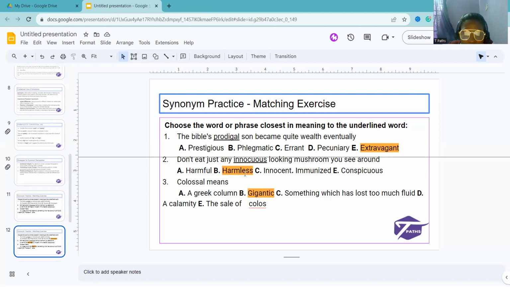So it is important to learn JAMB synonyms questions. Colossal means something very big. Gigantic, very big. Yeah, thank you very much. That was really beautiful and awesome.